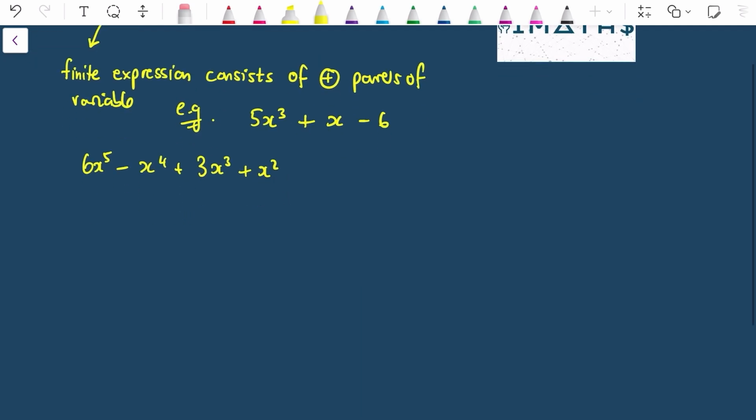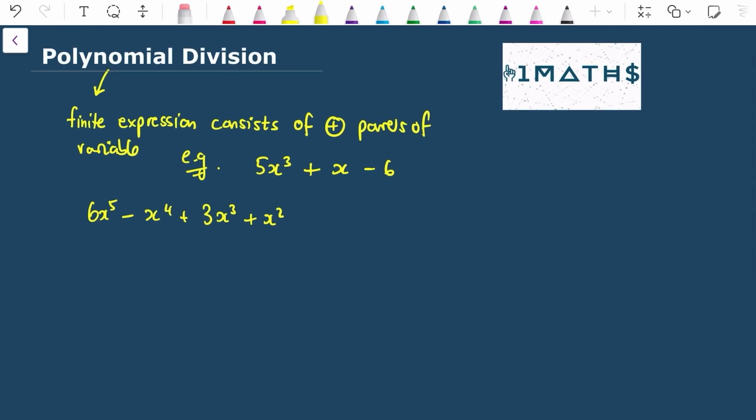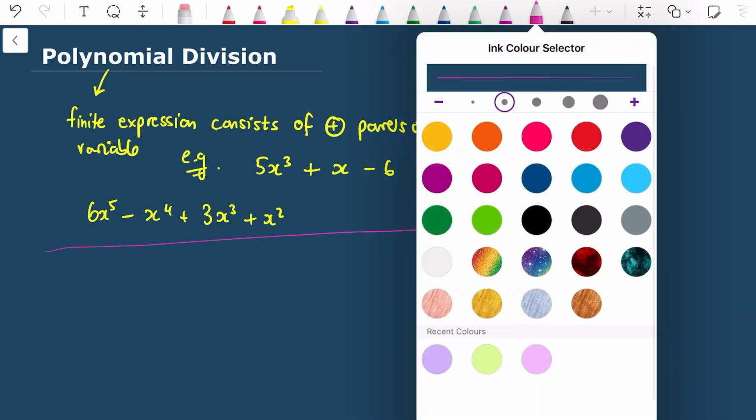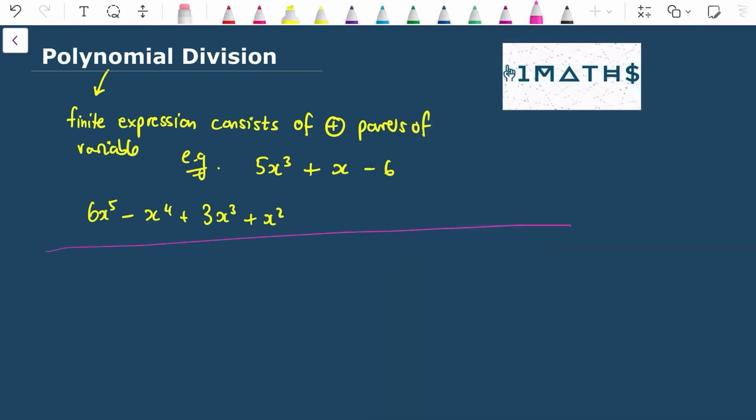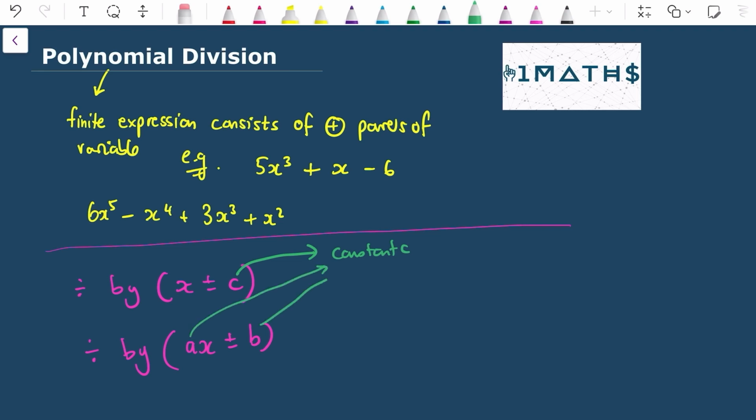Okay, so we want to learn how we can divide a polynomial by a linear factor. So we want to be able to divide this by either x plus or minus some constant, or we want to divide this by ax plus or minus some other constant. So this is a constant, as is a and b.